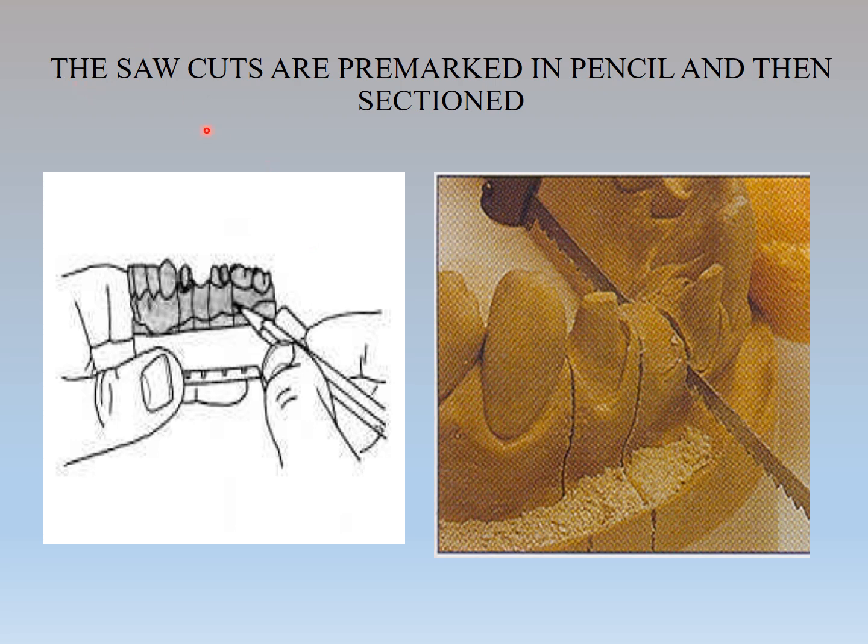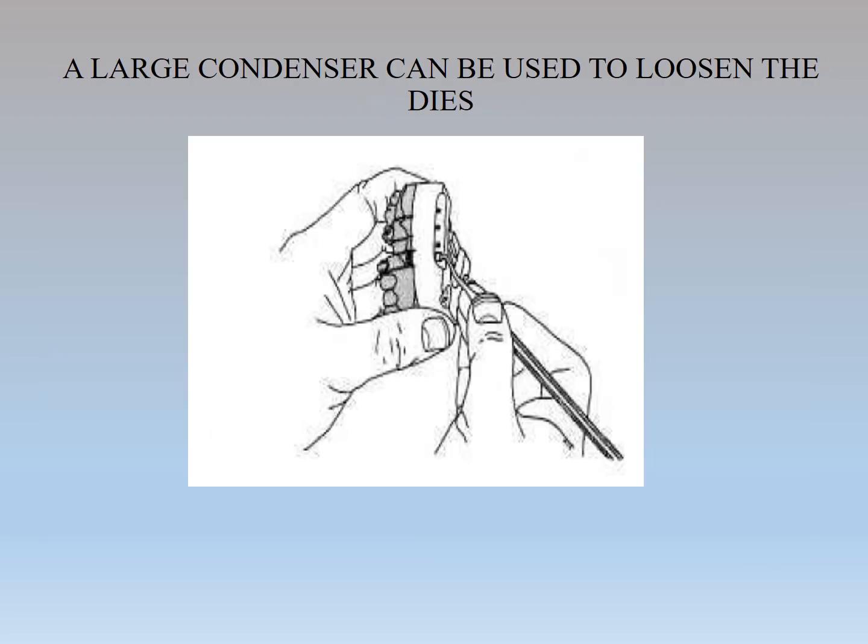Okay, now again coming to dissectioning. This will remain the same, guys, for all the procedures. The saw cuts are pre-marked with pencil and then sectioned. So you can just mark it: 1, 2, 3, 4. And just cut it. So you can see they're separated by two colors.